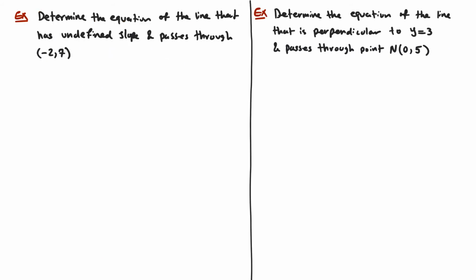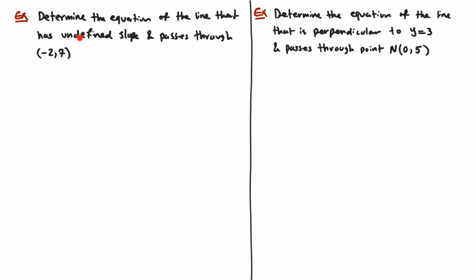Let's do 2 other examples. In this case, the first example says to determine the equation of the line that has undefined slope and passes through point (-2, 7). Alright, so first of all, it's not a state question, so we actually need to show all the work. And we know that there's a point (-2, 7), and we know that it has undefined slope.